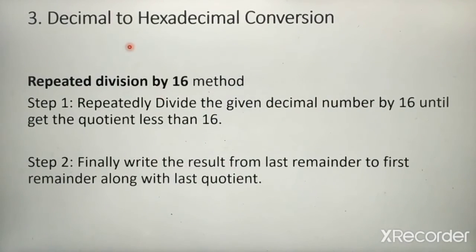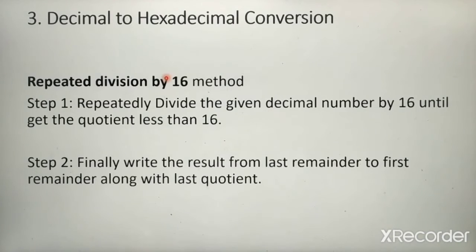Next we can see how to convert a decimal number to a hexadecimal number. Here we have to divide the given decimal number by 16. Why do we have to divide the number by 16? Hexadecimal means 16 numbers. Numbers from 0 to 9 along with the alphabets A to F. So we have totally 16 numbers, so we have to divide by 16.